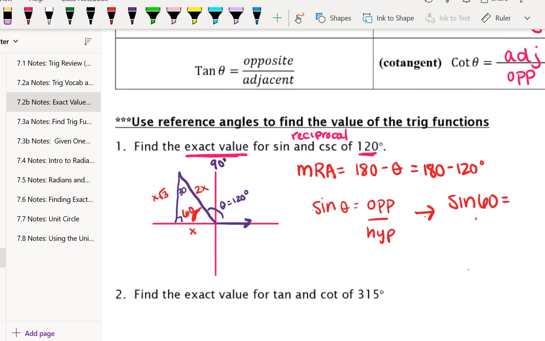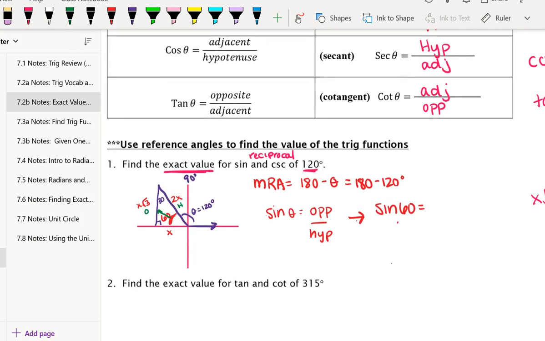I don't know why I'm working so small here. Sorry about that. So I'm going to go across the triangle. There's my opposite, and my hypotenuse is 2x. So I'm going to take this x root 3, which is opposite, over the hypotenuse, 2x. What ends up happening is your x's cancel, and so the exact value is equal to the square root 3 over 2. That's the sine of 60 degrees.